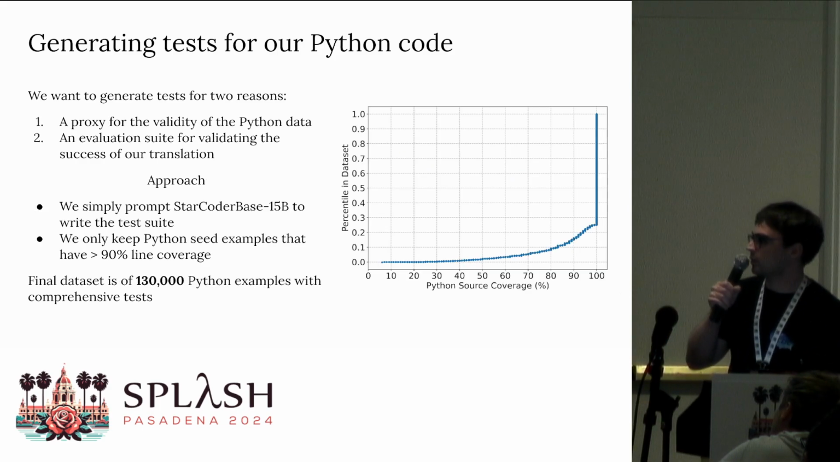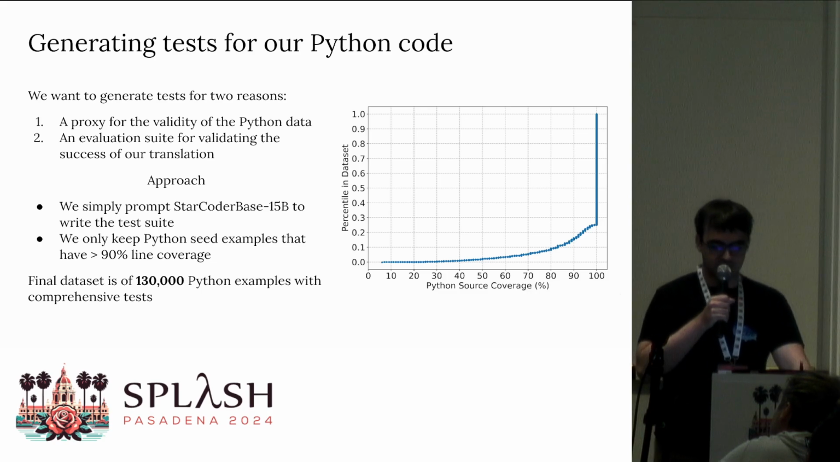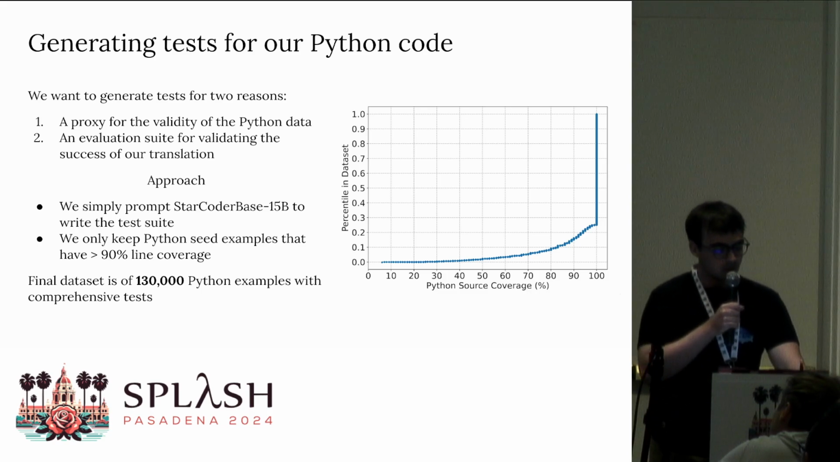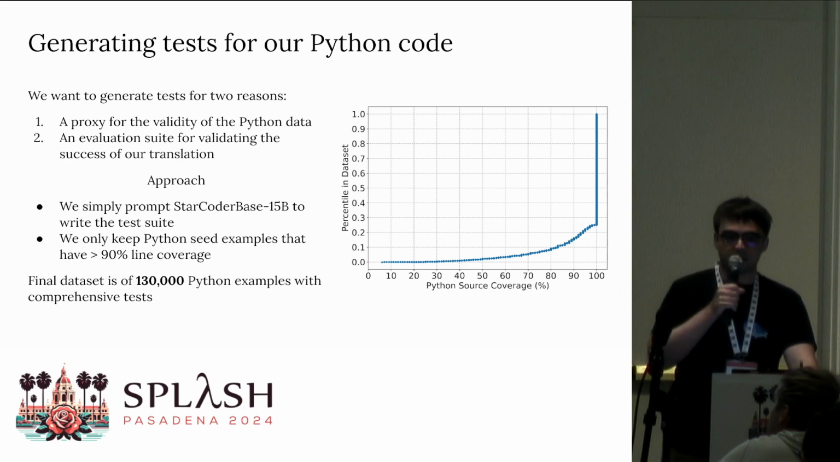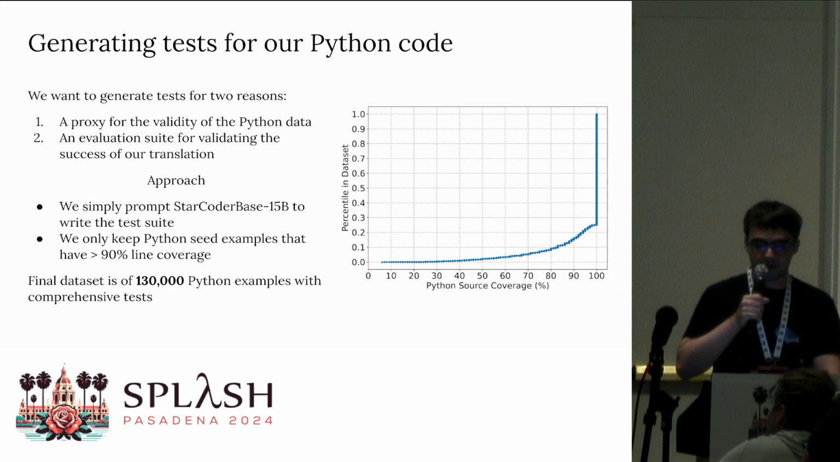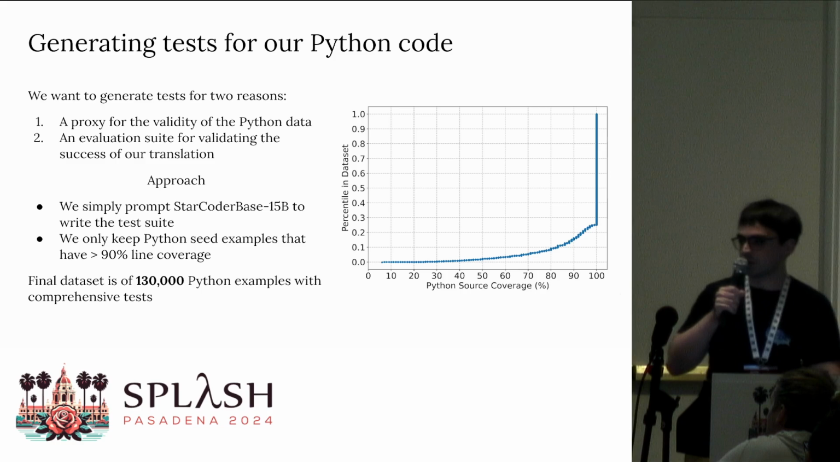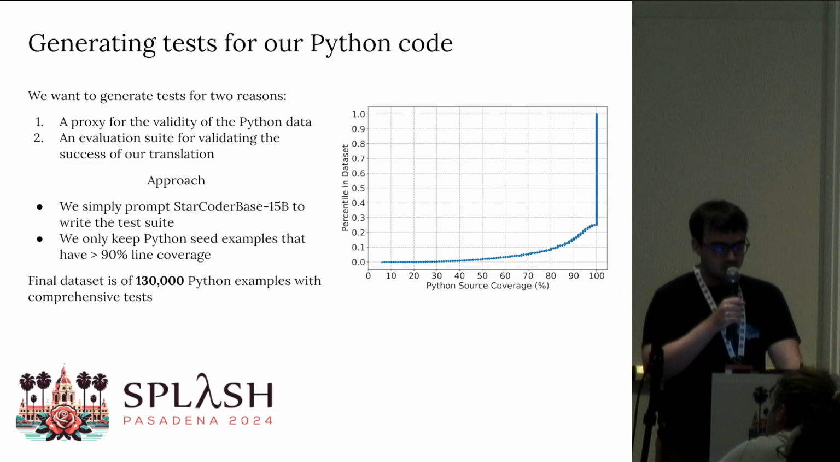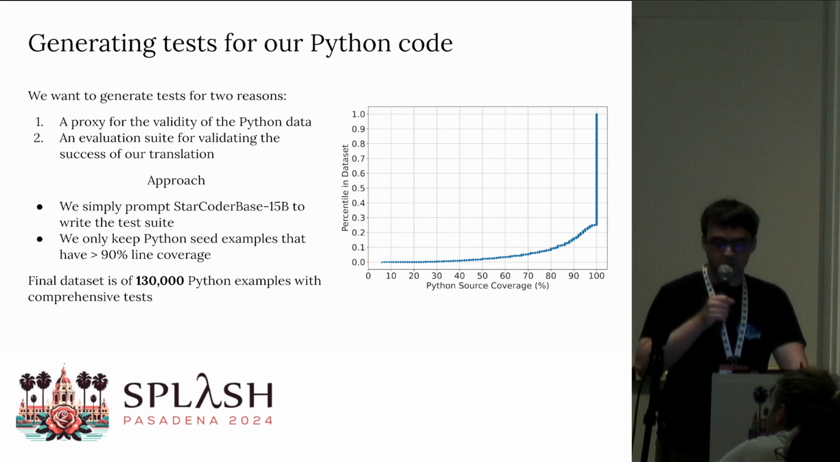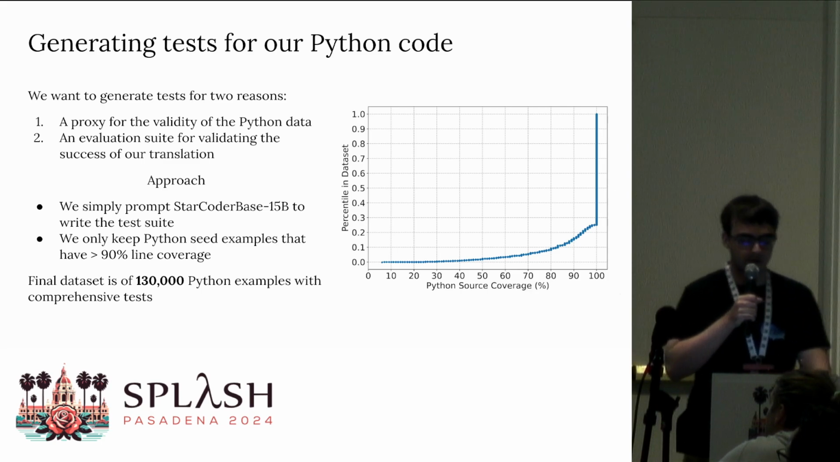The second thing we do is we now generate tests for our Python code. And we do this for two reasons. Firstly, if we can generate tests that run on the Python code, then it probably means that we have a higher probability that the Python code the tests run on is higher quality. And the second reason is we can use this as an evaluation suite to test our translation later on.